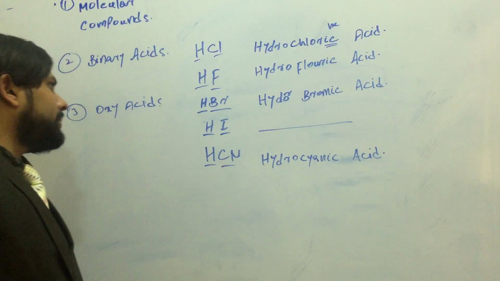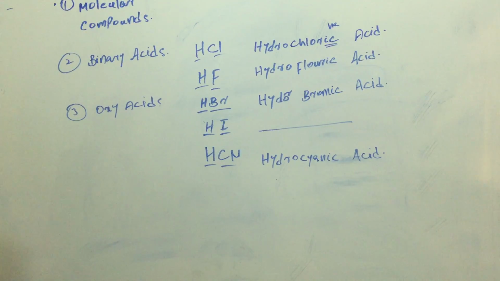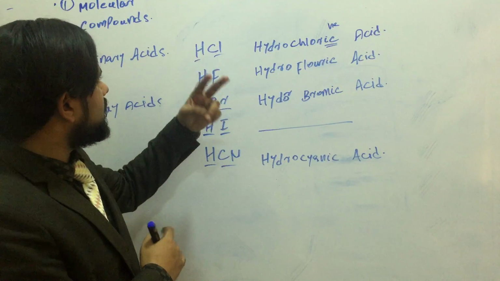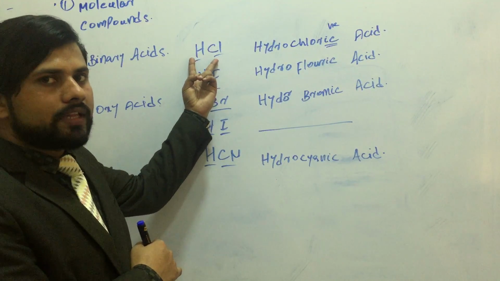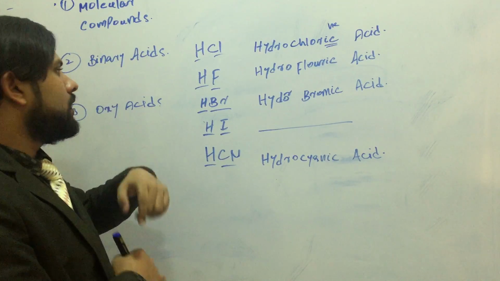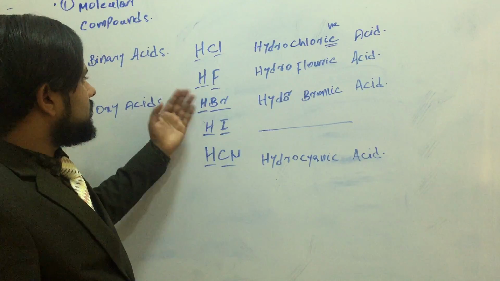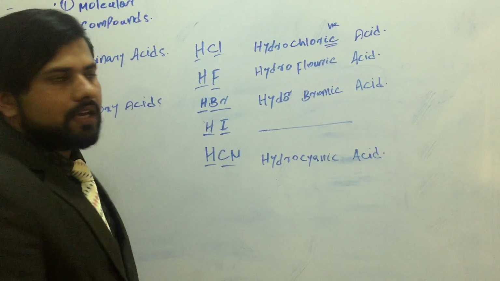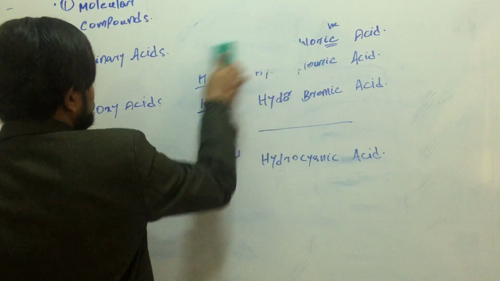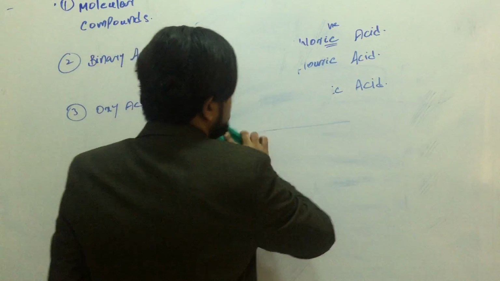So that's all about your binary acids, and I'm going to put it in a nutshell. There are only two elements, not more than two. This is the main reason to be a binary acid. Binary means two. So HCl, HF, HBr, HI, HCN, all of them have only two elements. Thank you very much. Let's talk about the third point, that is oxyacids.